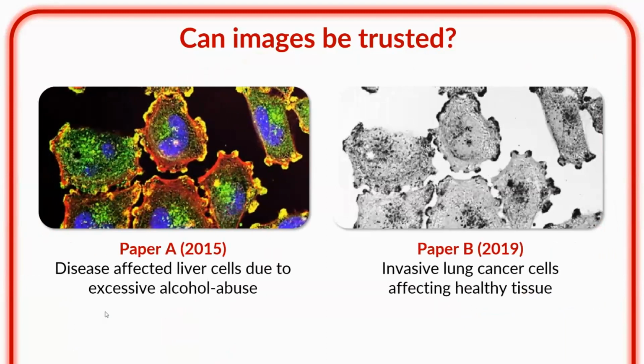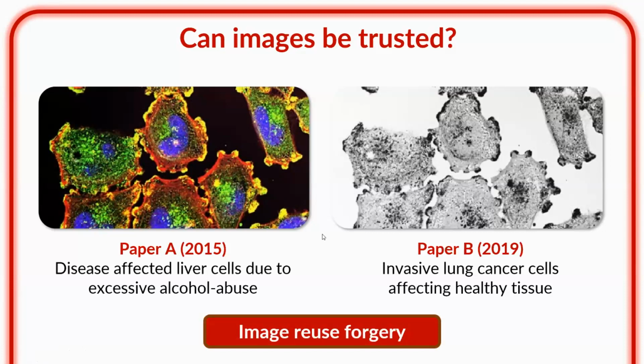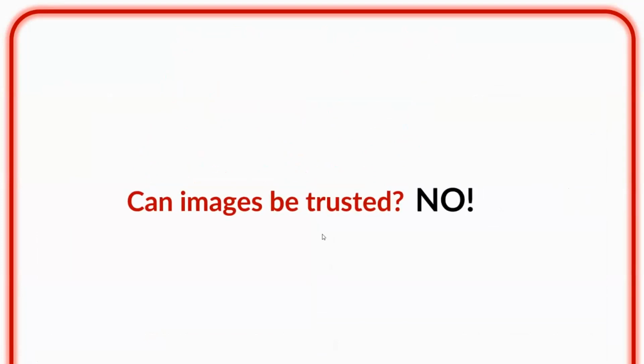Finally, another very sneaky form of forgery is known as image reuse forgery. Over here, you can see on the left, there's this paper which was published in 2015, which says that this image is actually of disease-affected liver cells due to excessive alcohol abuse. And paper B in 2019 is taking just a negative black and white photograph of the same image and claiming that to be invasive lung cancer cells affecting healthy tissue. So this is basically a misattribution or reuse of the image. This is known as image reuse forgery. So the answer to whether images can be trusted: no, not all images can be trusted.